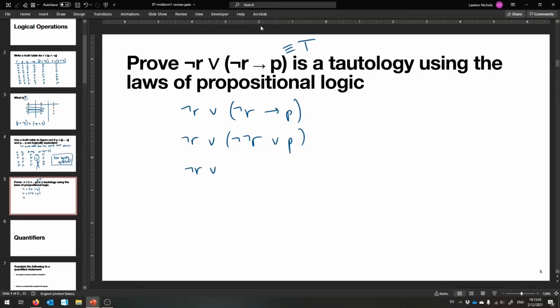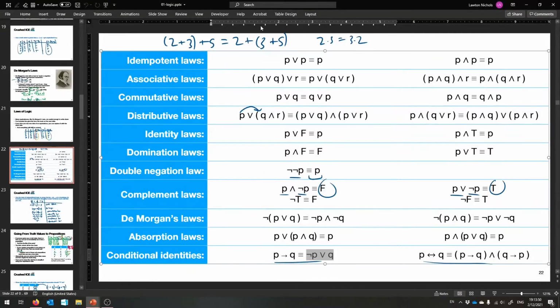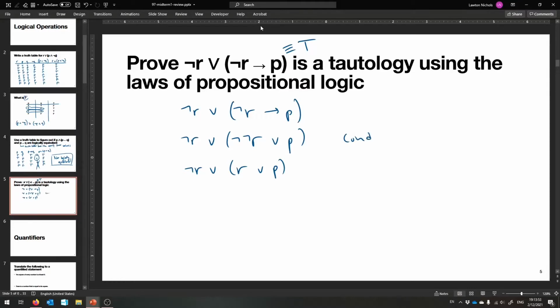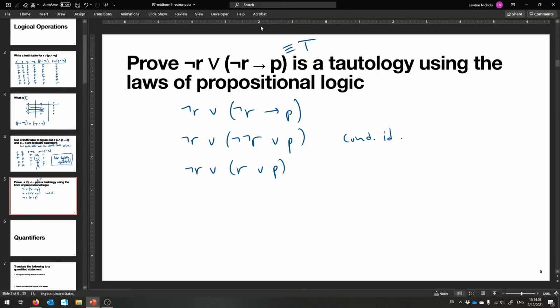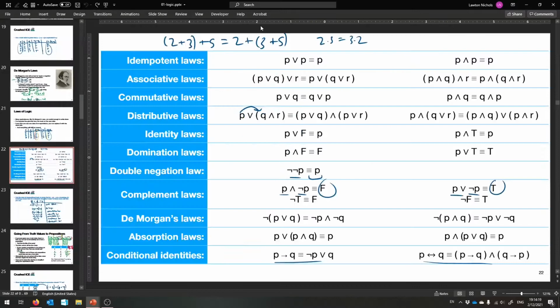not R or P, and we should definitely say what we're doing as well. So we first use the conditional identity, cond ID, then we use double negation. That's exactly what it's called, which is nice. Double negation. And now, ooh, I have a not R and a yes R, so I can bring those together if only it looked like that, and I can use my associative law of OR to bring those around, okay?